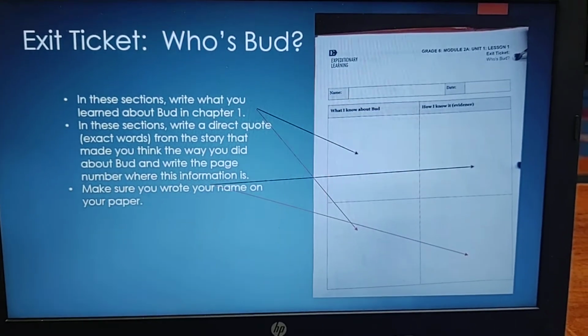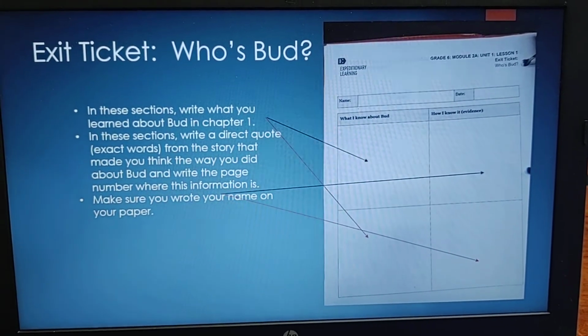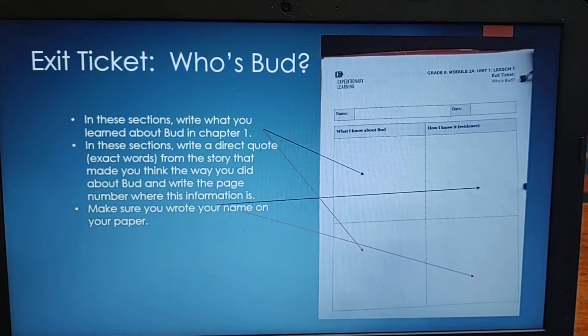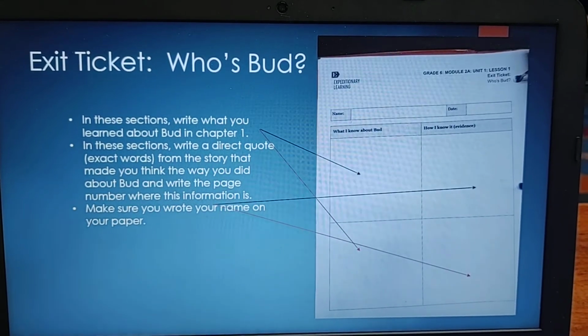Here's the exit ticket, what it looks like. Again, in this section, you will need to write 2 things you learned or you know about Bud based on what was said in the story. That goes on the left side. On the right side is the direct quote and the page number where you found the information.